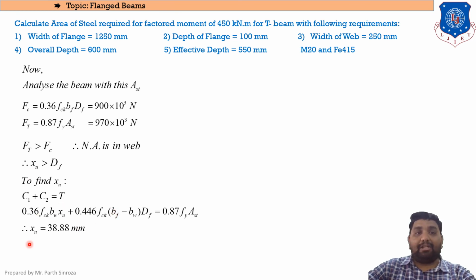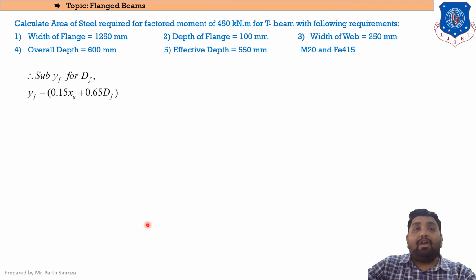From this equation the value of XU can be obtained as 38.88 mm. So the XU here comes out to be 38.88 mm, but it is less than 100 mm. Clear? And 100 mm is the depth of flange. So this condition is not satisfied. That means according to our understanding, whenever we get the neutral axis in web, XU should always be greater than DF. But here we are getting XU less than DF. So in this scenario, what will we do? We will be substituting the term DF by YF in the equation of our equilibrium condition.